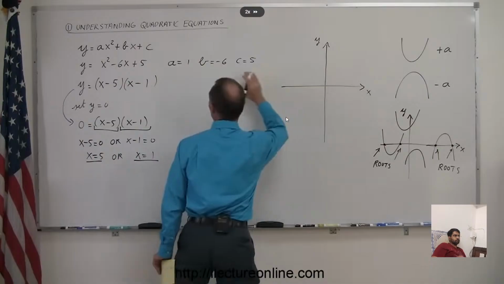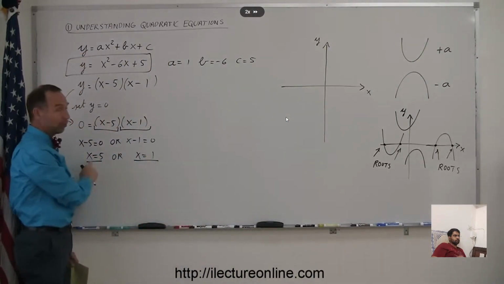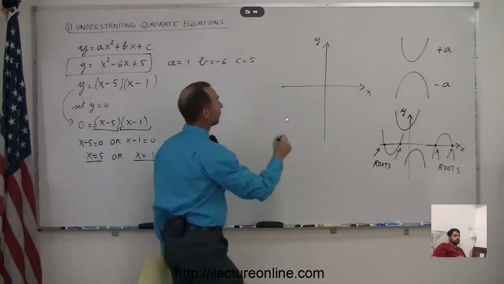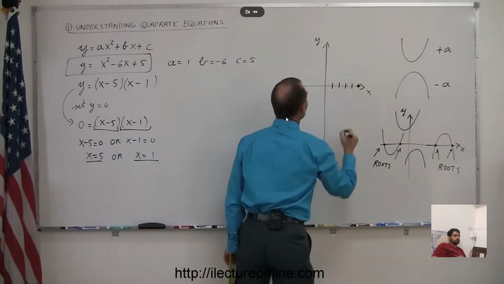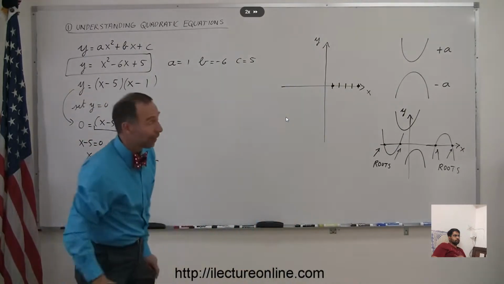So if I'm going to graph this example on my xy axis here, I know that one of the roots, or one of the points where the graph will cross the x-axis, is x equals 5. 1, 2, 3, 4, 5, so right there. And the other place where it crosses the x-axis will be at x equals 1, which is right here. And those are considered the two roots of my quadratic equation.